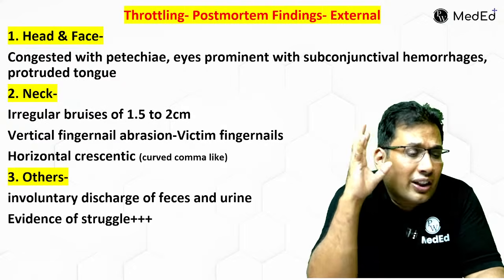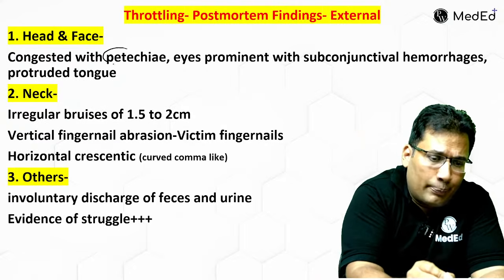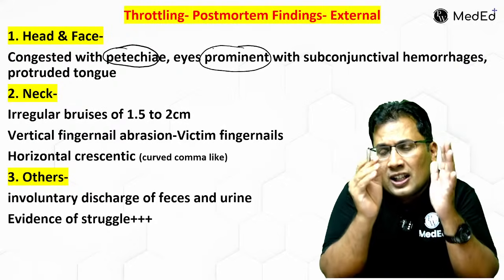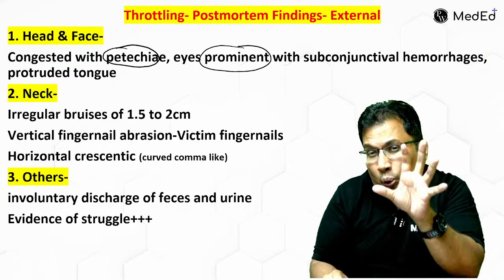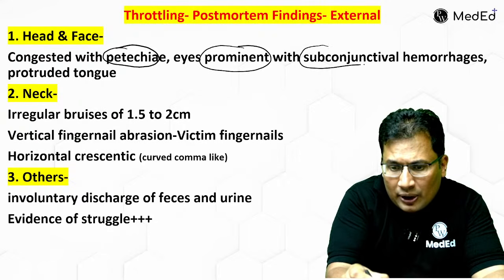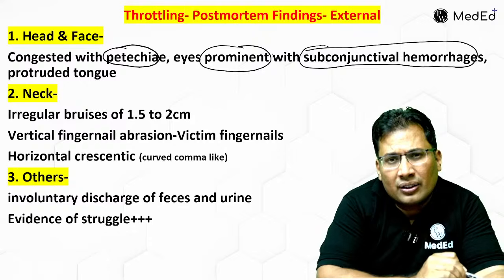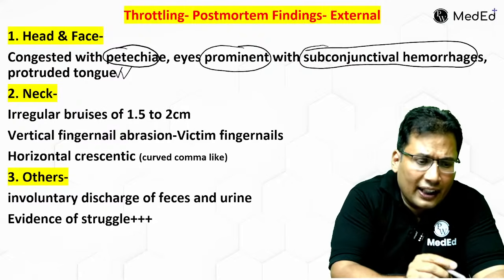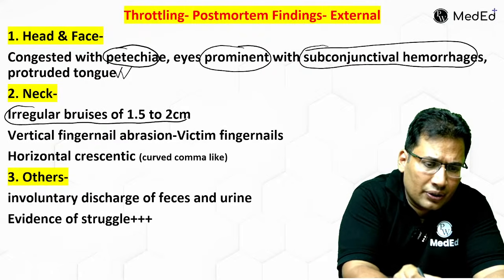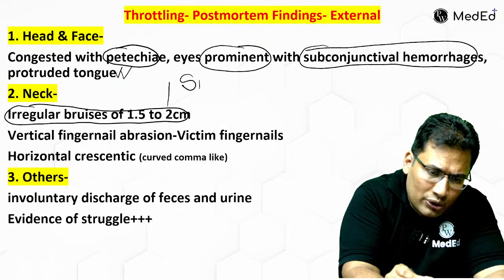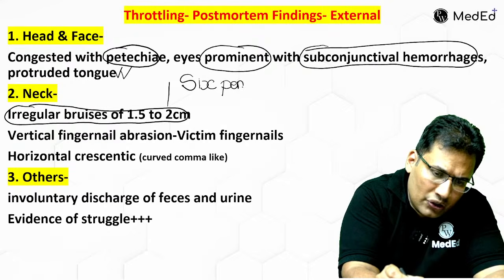Over the head, over the face, there will be congestion along with petechial hemorrhages. Eyes are very prominent. We can call it protruded eye. Protruded eye is very common in case of manual strangulation. Subconjunctival hemorrhages, large hemorrhages, protruded tongue, neck that shows irregular bruises. Irregular bruises are known as sixpenny bruises.